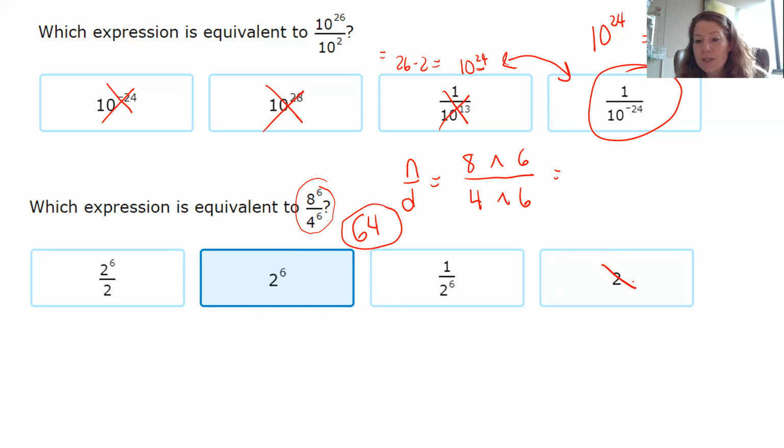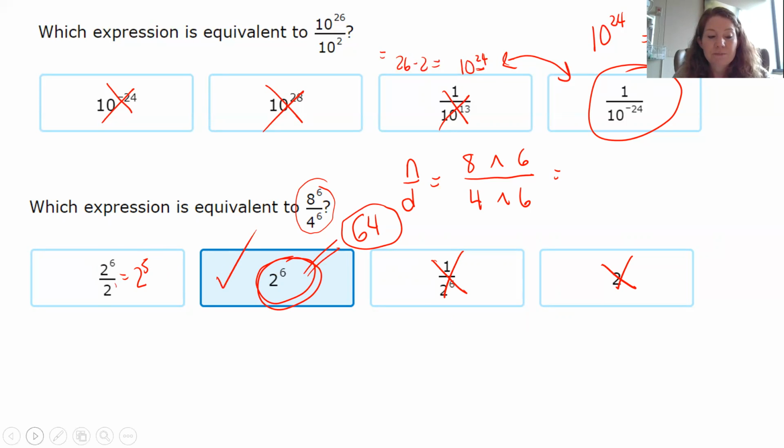Well, I know 2 is not equivalent to 64. I know 1 over 2 to anything, that's a fraction. That's a small number. It's not that. This would be equivalent to 2 to the 5th. Well, so that's my choices. Is 2 to the 5th 64, or is 2 to the 6th 64? Well, when I put that in my calculator, I found out that that is also equal to 64. So that is the best answer.